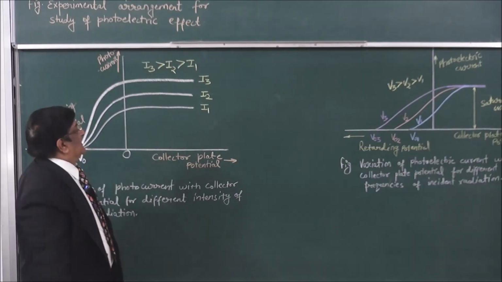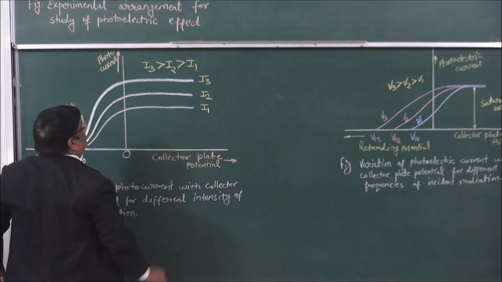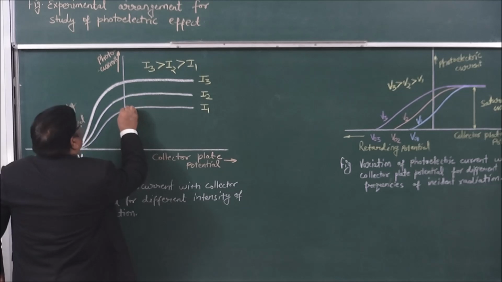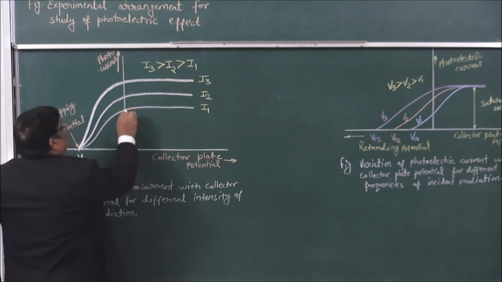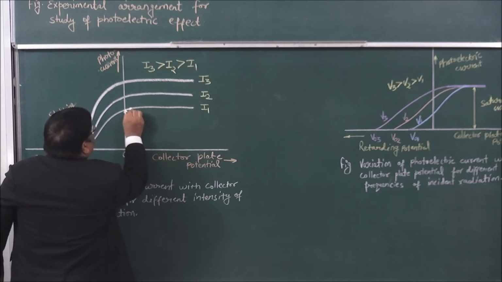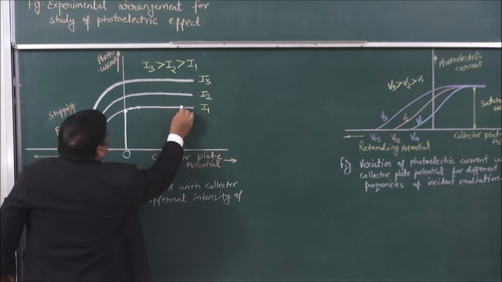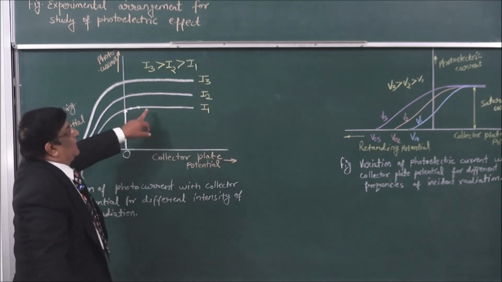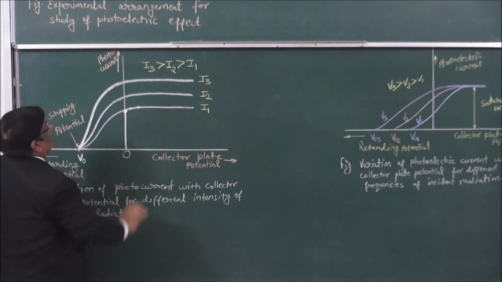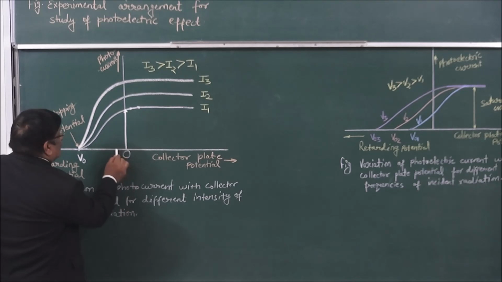Here we keep one intensity, say a 100-watt bulb. With no potential, the current is this much. This is the photocurrent and this is the value of current. Now we increase the potential, and the current increases. Again the current increases, and after some time the current becomes the same, that is the saturation current. This is when we increase the potential.